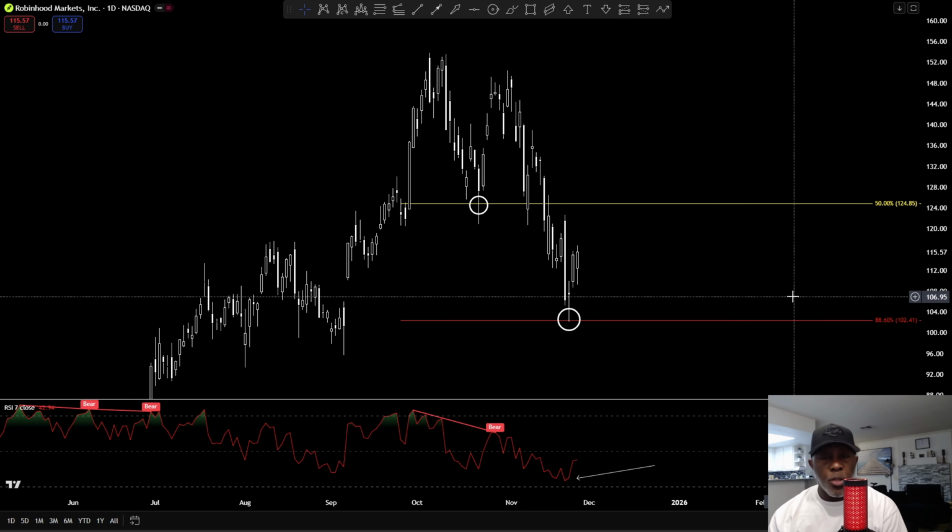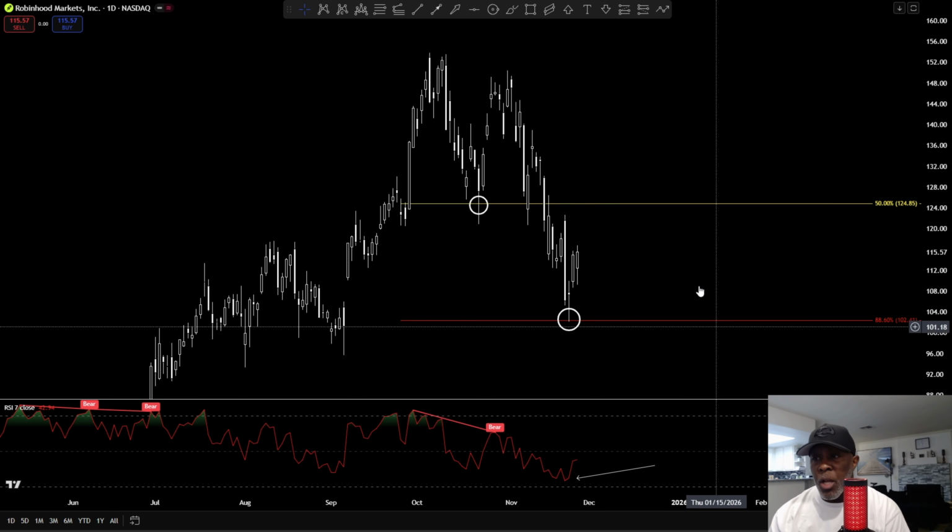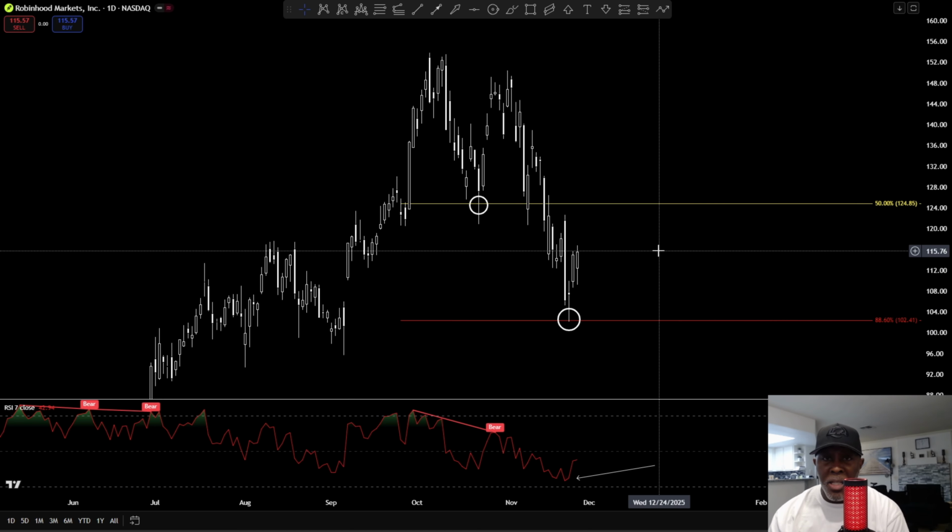The answer is no, not oversold on RSI. Is there bullish divergence? No, there's no bullish divergence. But this is only for the trading time frame, which is a day, which means we're going to have to jump forward and back to see if we can find that somewhere.